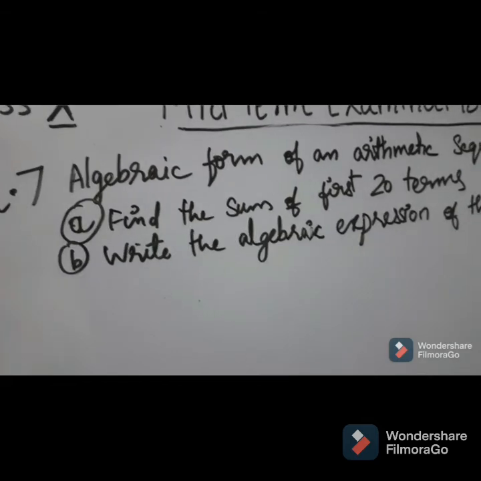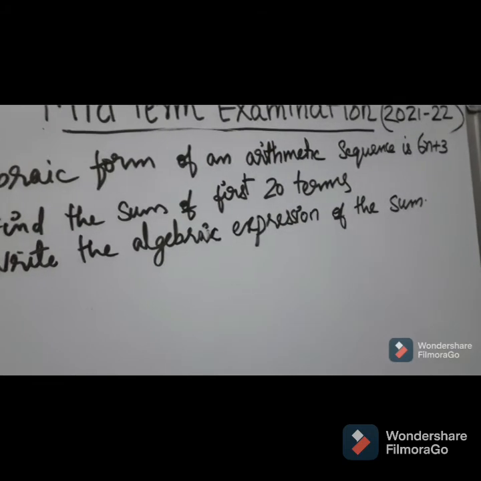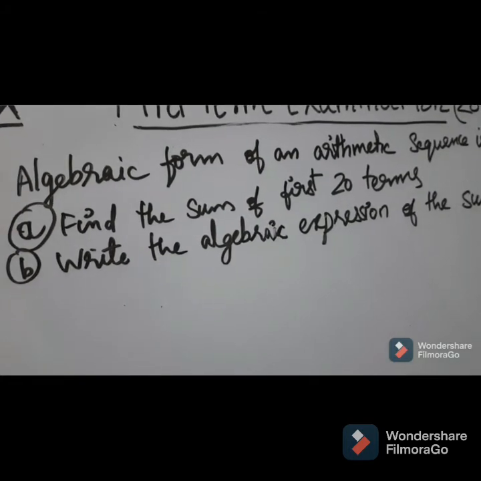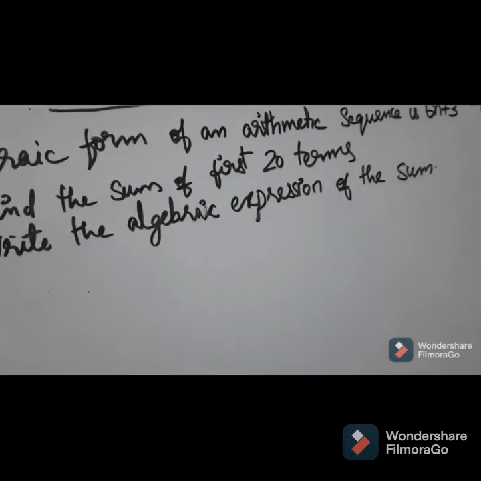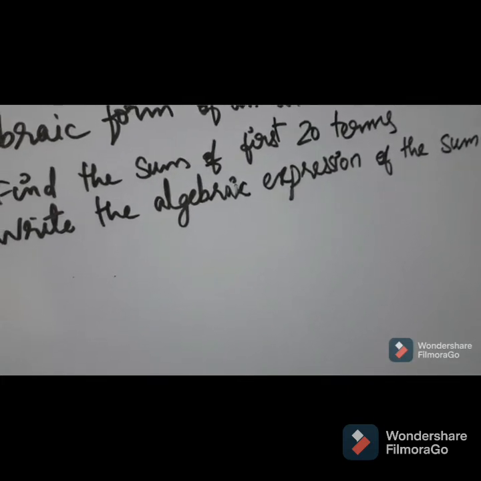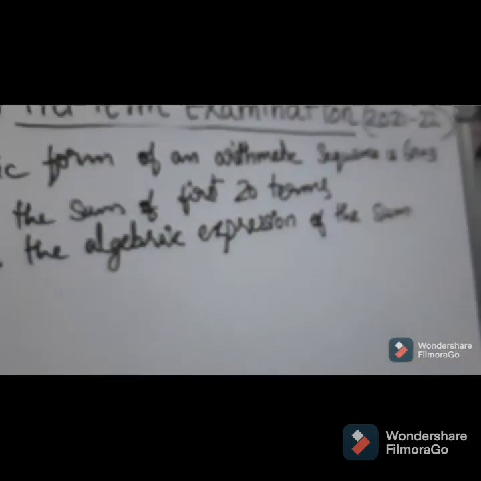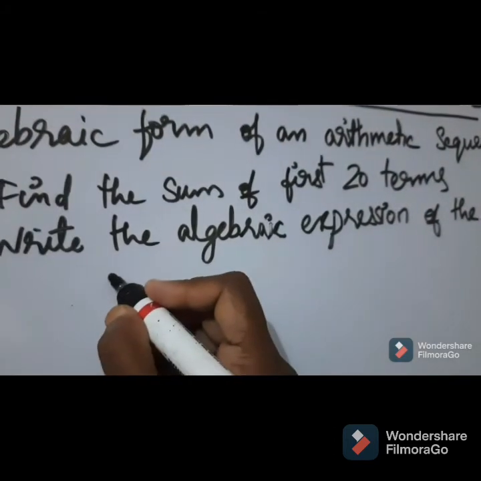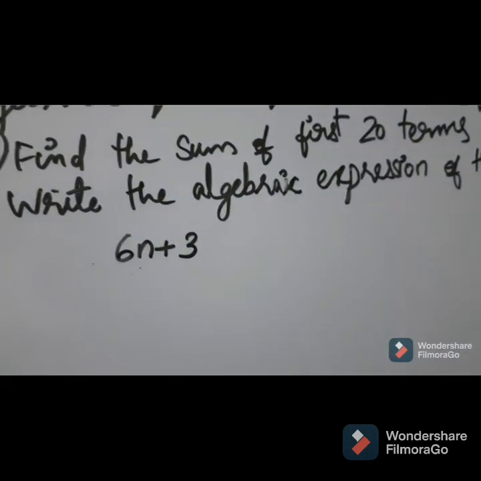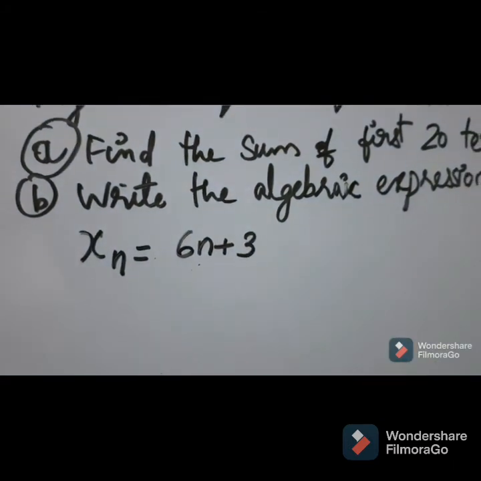So question number 7. The algebraic form of an arithmetic sequence is 6n plus 3. A: find the sum of the first 20 terms. B: write the algebraic expression of the sum. So first we can write the arithmetic sequence 6n plus 3. This is the general form. Xn equal to 6n plus 3.